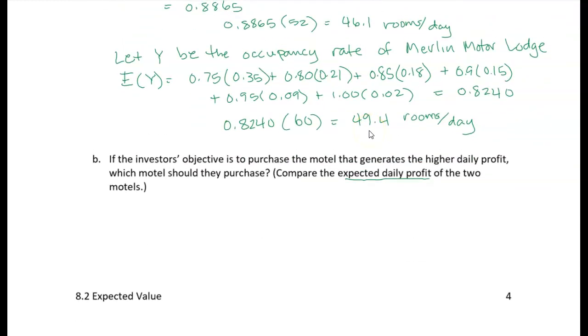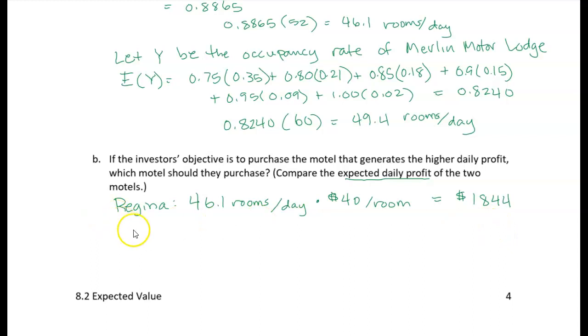So let's calculate these things. Let's do the Regina Inn. For Regina, on average, 46.1 rooms are occupied each day. Then we're going to multiply that times $40, $40 per room per day. So our expected daily profit from the Regina would be $1,844.